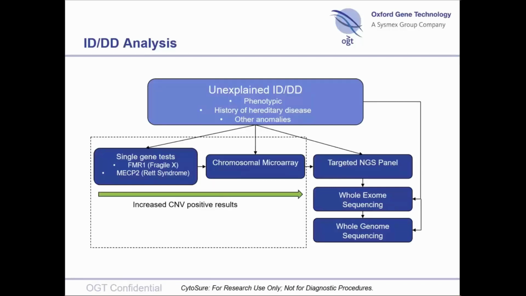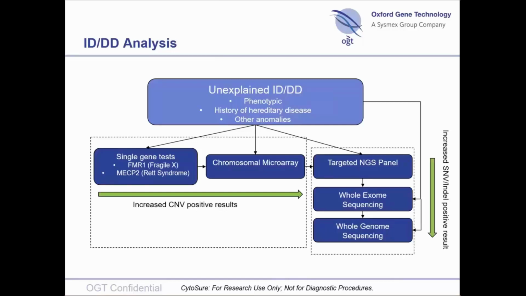For improved CNV analysis, you have the chromosomal microarray, which is a higher throughput test and can analyze at much higher resolution for CNVs. So you can go down to the exon level for the CNVs, and also you can introduce LOH detection, so loss of heterozygosity, with the array.